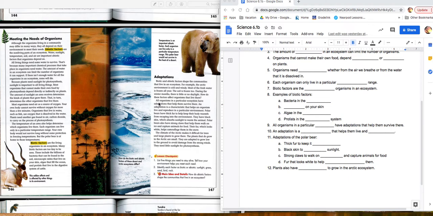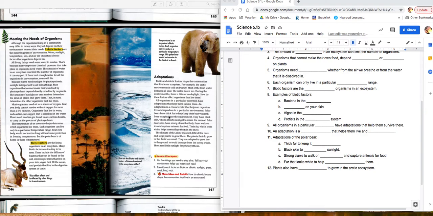Going on to number 9 in your notes, all organisms in a particular ecosystem have adaptations to help them survive there. An adaptation, number 10, is a characteristic that helps the organism live and reproduce. So that's the definition of an adaptation. We got that way back in chapter 1 or 2. Okay, now they'll give you an example.